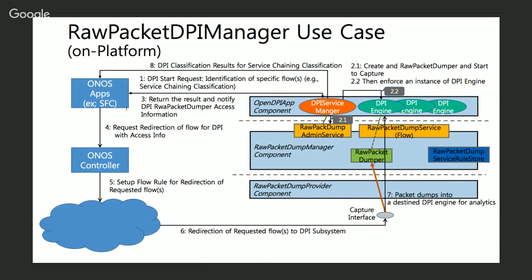That information is conveyed to the ONOS controller, and the ONOS controller will set the flow rules for redirecting that particular application flow. It knows where to redirect through this information. Cloning of the flows, and then that information can be sent to this packet dumper.